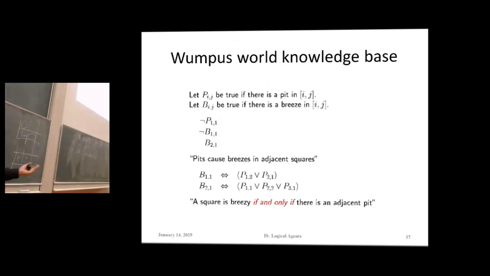The big problems with the representation in propositional logic, because what I've shown you here is the definition that if there is a breeze in 1-1, there should be a pit in one of the adjacent fields. Yes? If I want to model this in propositional logic, how many of these statements do I need for the simple Wumpus world?